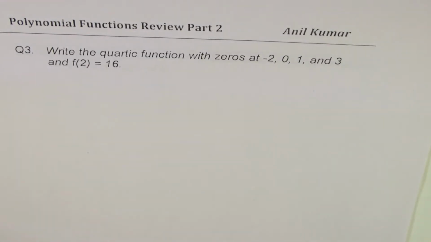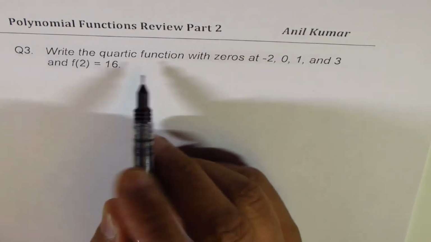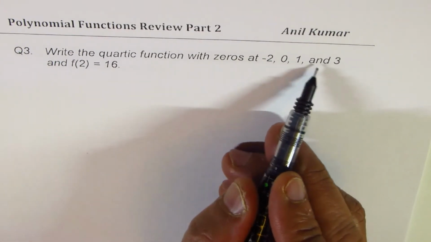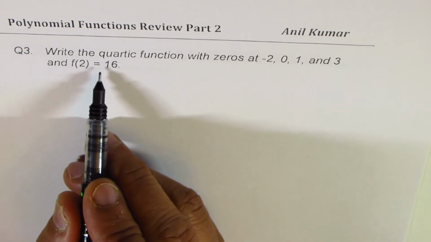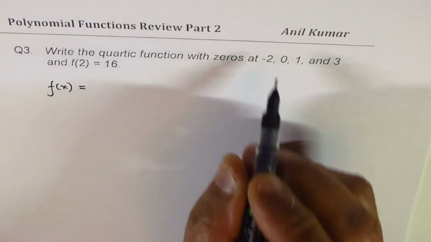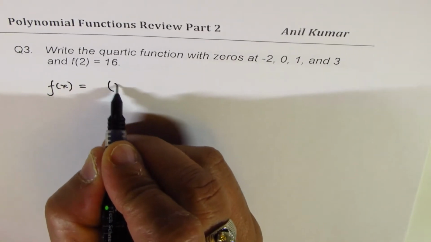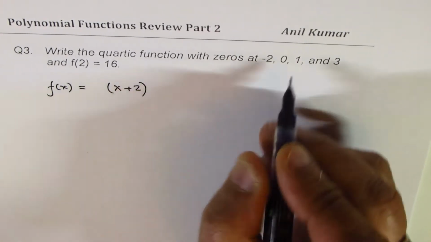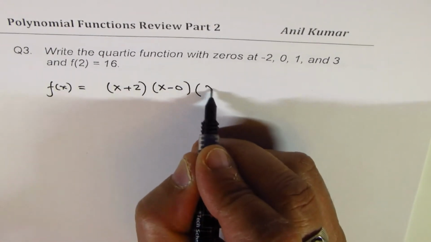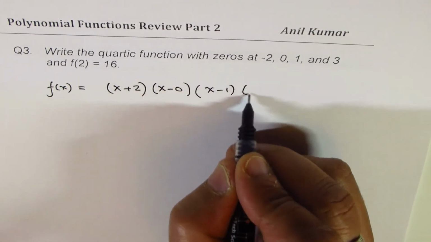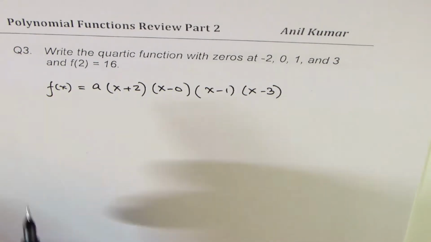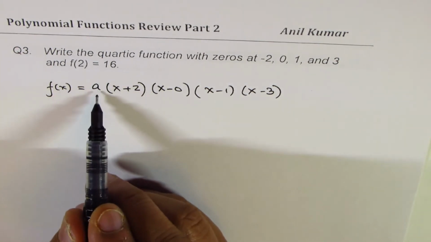Question number 3. Write the quadratic function with zeros at minus 2, 0, 1, and 3, and f of 2 equals 16. So the function could be written as: zero at minus 2 means the factor is x plus 2, zero at 0 means x minus 0, x minus 1 for 1, and x minus 3 for 3, times a. So this was a family. To find a specific function, we'll write a.